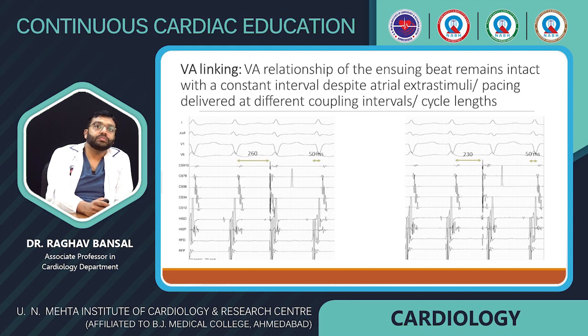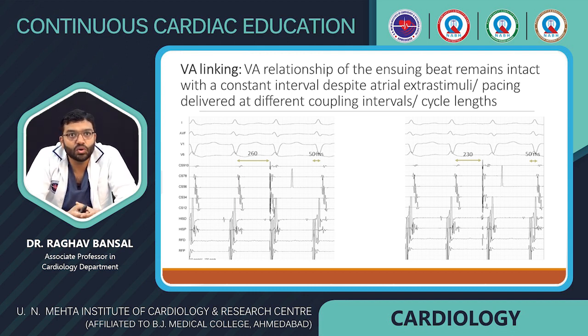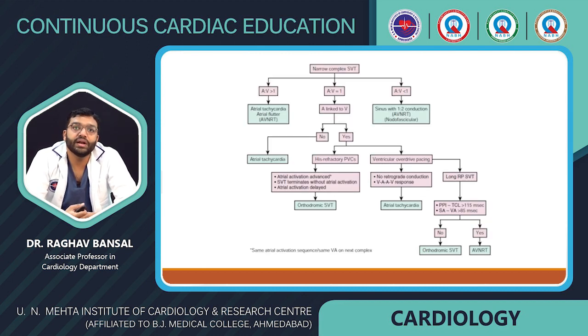The last concept is VA linking, in which we look at how the atrial activation is linked to the ventricular activation. If the atrial activation is consistently linked at a secure interval from the previous QRS, and the VA interval is constant throughout the tachycardia, that is called VA linking. VA linking is seen in AVRTs and AVNRTs. If the VA interval keeps on changing, it means that VA linking is absent, and a variable RP or a variable VA tachycardia is more likely to be an atrial tachycardia.